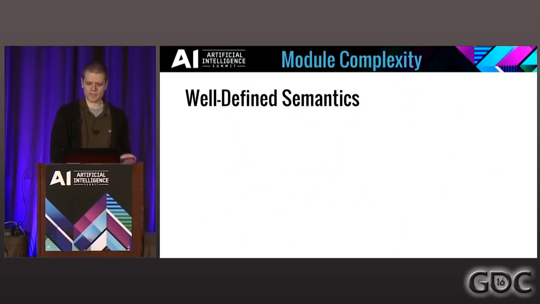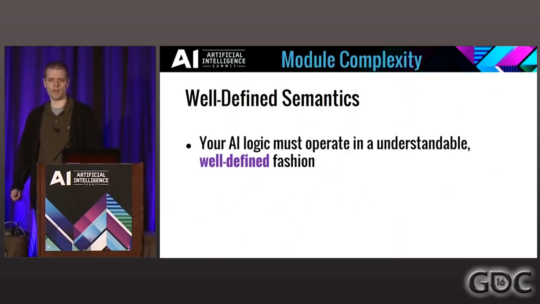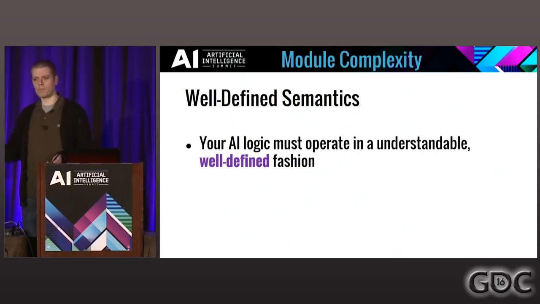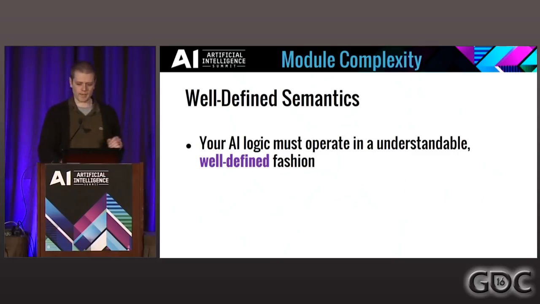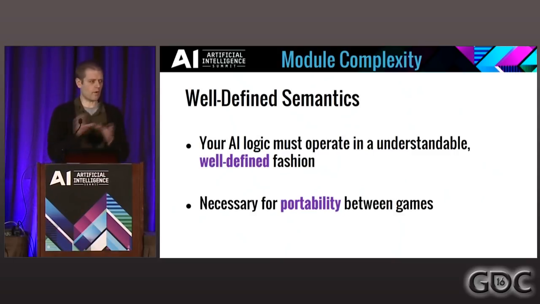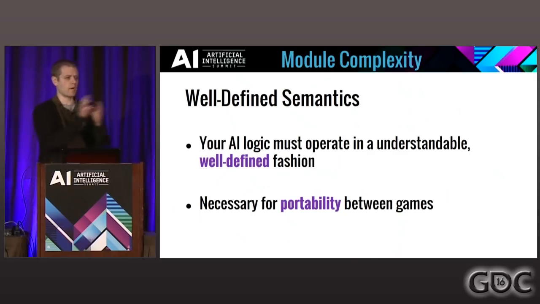One thing that we don't think about as much as AI programmers is well-defined semantics. So what do I mean by this? Well, your AI logic should operate in an understandable and well-defined fashion. Normally when we program things, we can often think about, how is this piece supposed to work? How does it fit into the rest of my AI? We can solve that problem and it works. But if you can't communicate that, then you're going to fall apart at the next step, which is maybe moving that module between engines or moving it to a different game.